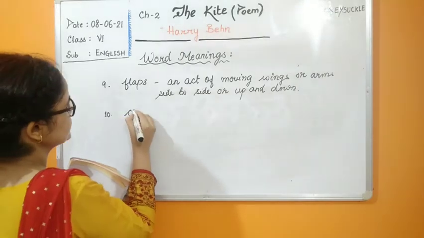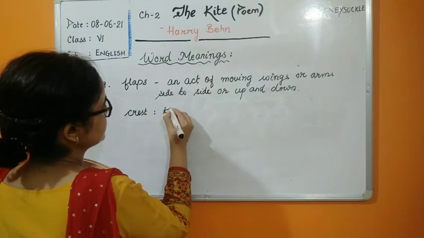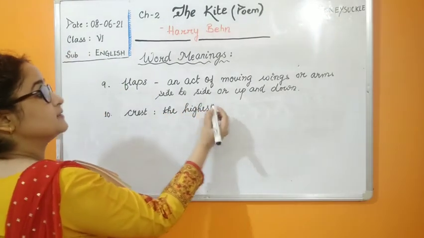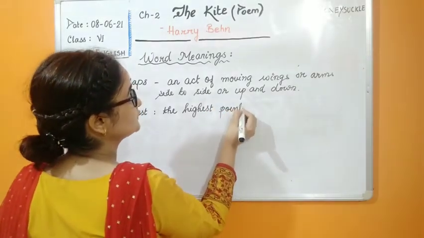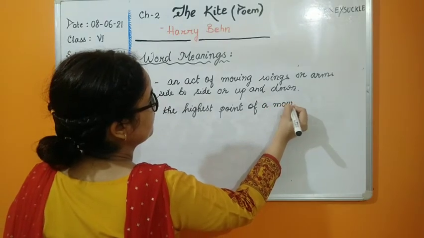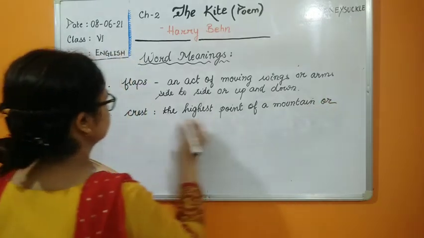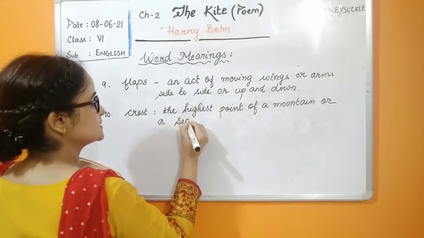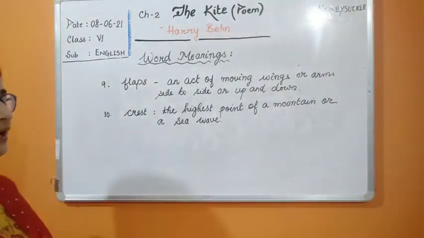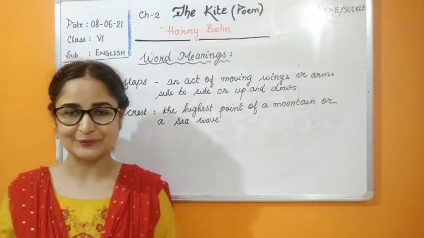Next is crest. The highest point of a mountain. Mountain or a wave. Sea wave. Okay. So with this we finished the meanings as well.